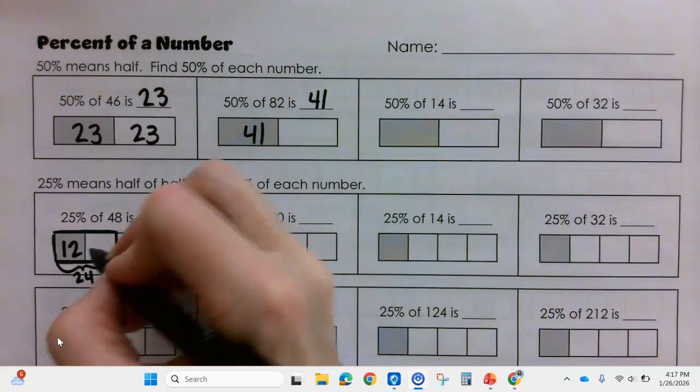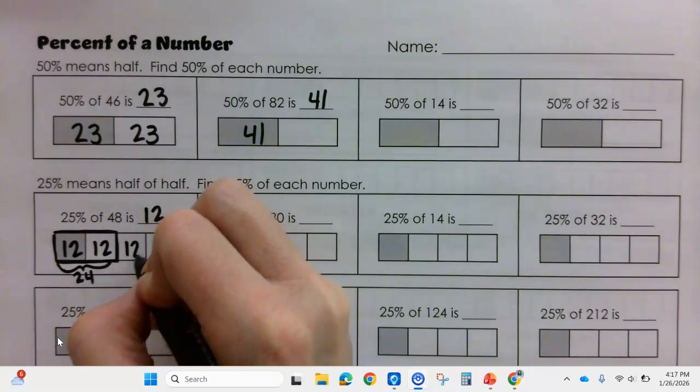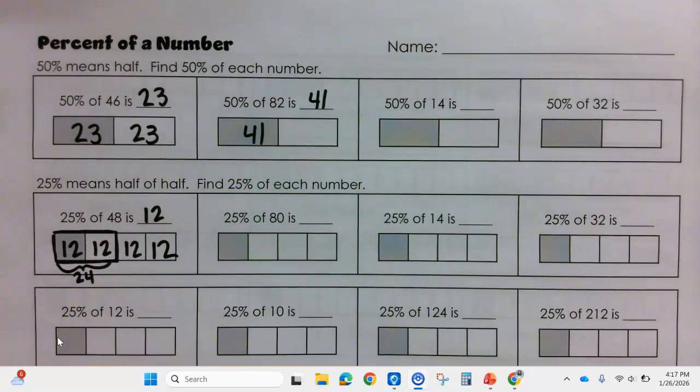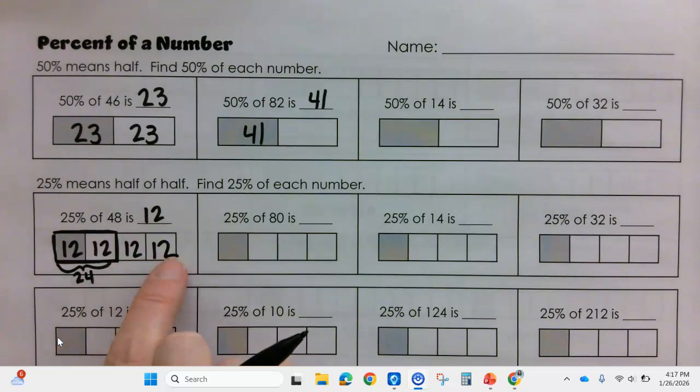And if you want to check, you can fill every single box with 12. They're all going to be the same size. 12 plus 12 plus 12 plus 12 is equal to 48.